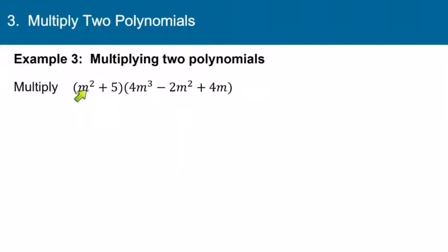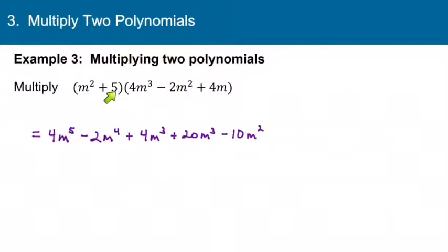So here we go. Distribute m squared, and for the moment pretend that the 5 is not even there. So m squared times 4m to the third is going to make 4m to the fifth. M squared times negative 2m squared is going to make negative 2m to the fourth. And m squared times 4m is going to make 4m to the third. Now we'll go back and distribute the 5. 5 times 4m to the third will make 20m to the third. 5 times negative 2m squared will make negative 10m squared. And 5 times 4m will make 20m.